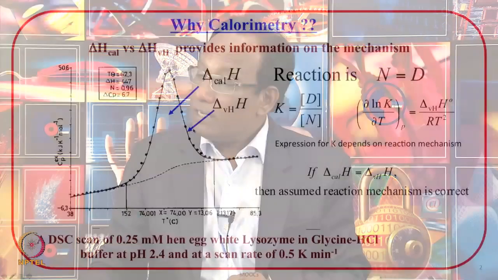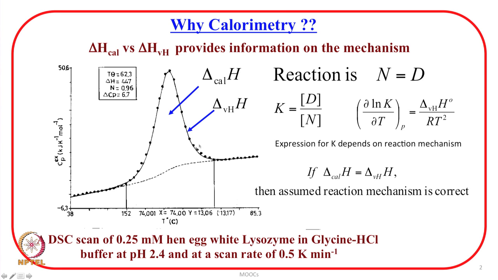So, this van 't Hoff enthalpy, which depends upon the shape, and the calorimetric enthalpy, which is coming from the area under the curve, become very, very important.